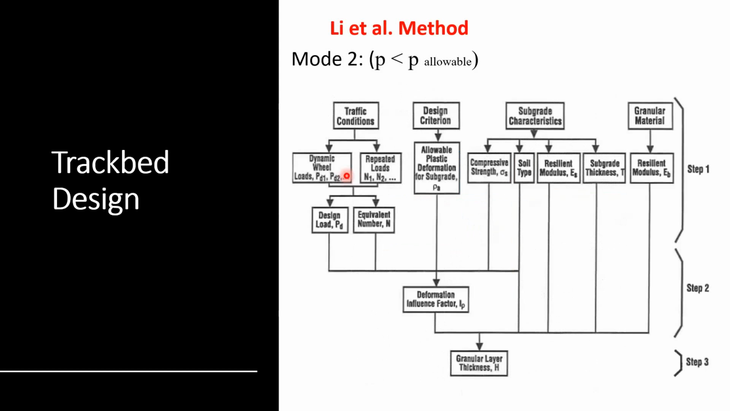Similarly, for mode 2, we're dealing with the same problem, but here we're talking plastic deformations instead of strains. And you follow the same approach. By now, you don't need to touch this because you're dealing with the same track bed. So the beauty is once you have your strain, you can always go and look for your deformation influence factor, and then you can get your granular thickness.